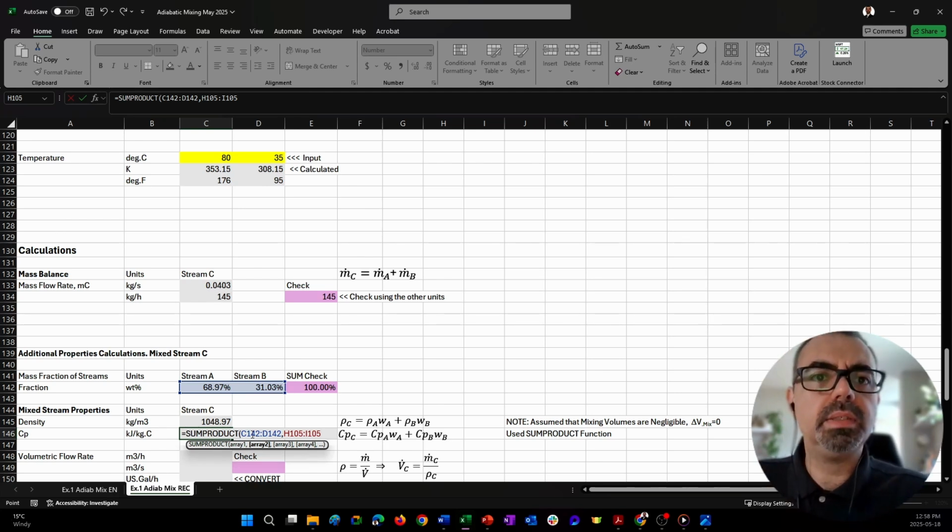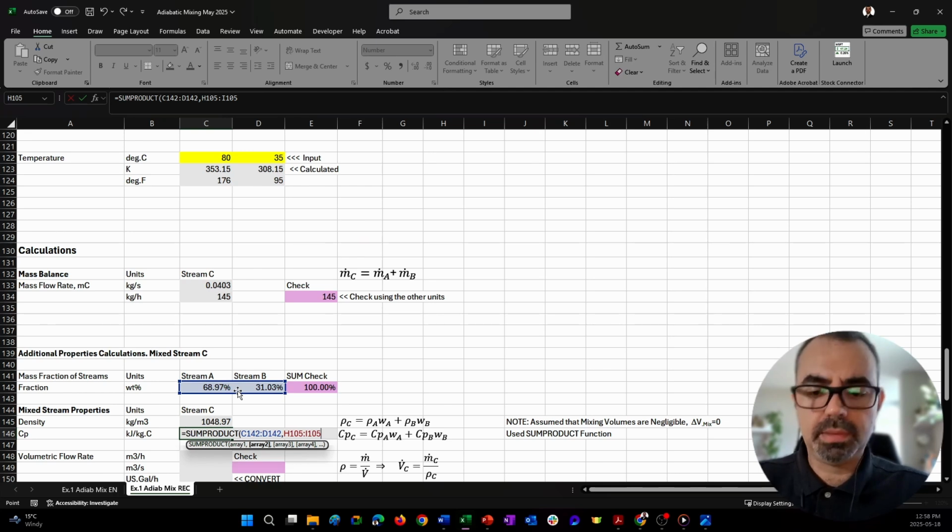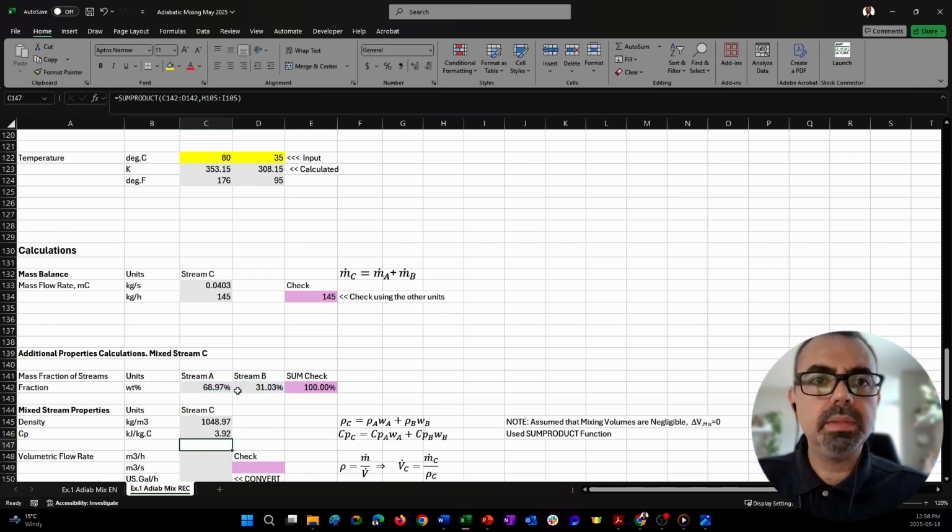Something very important is these arrays must be of the same size. So if it is a 2 by 2 or 2 by 1, the other array must be exactly the same. Otherwise, it will give you an error because it's trying to say, hey, you're giving me more numbers on one side than the other. I cannot complete the multiplication. So you must always ensure that these arrays are of the same size. Now we close the bracket. And here we have the heat capacity of the mixture, already in the units we want.